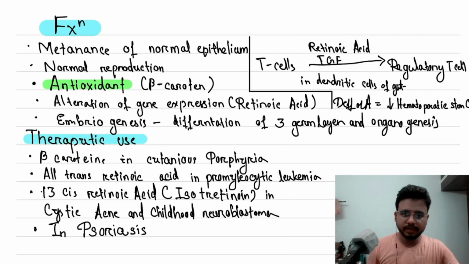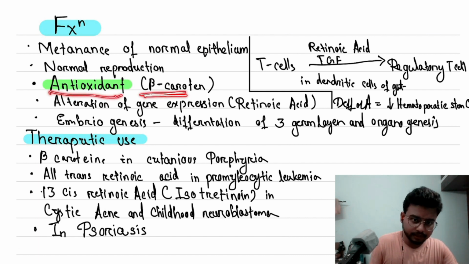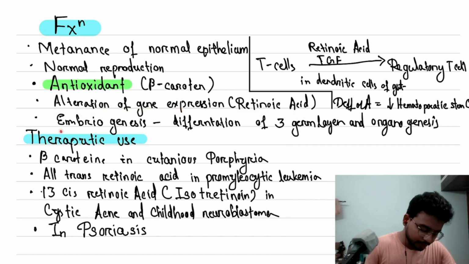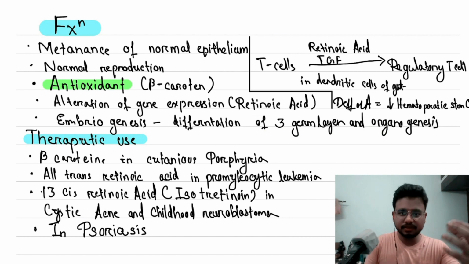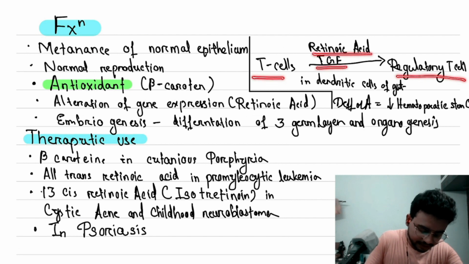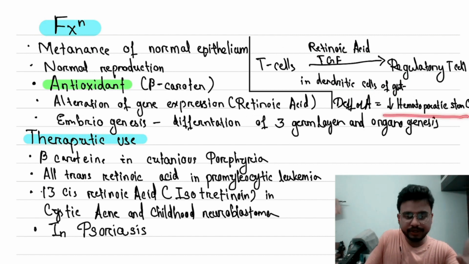Now let's know about the function of vitamin A. It is required for the maintenance of normal epithelium and normal reproduction. It has antioxidant property, generally actually beta carotene. The alteration of gene expression by retinoic acid, already known steroidal action. In embryogenesis, the differentiation of the three germ layers requires vitamin A. Vitamin A has immunological function also. The T cell is converted into regulatory T cells by retinoic acid and TGF-beta. It is done by dendritic cells in the gastrointestinal tract. Deficiency of vitamin A causes a decrease in the hematopoietic stem cells.